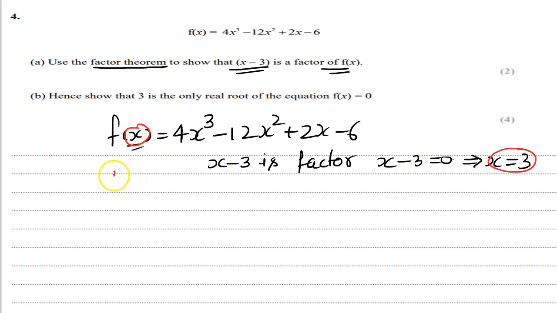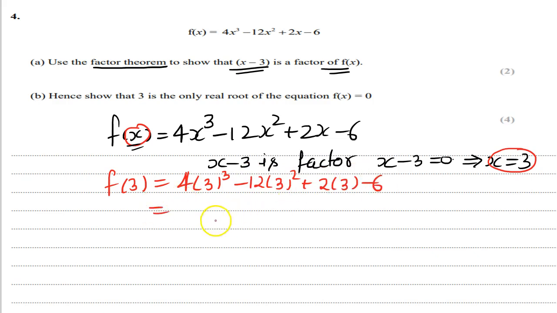So let's write down f(3) is 4 times 3 to the power 3 minus 12 times 3 to the power 2 plus 2 times 3 minus 6. Let's put this value in a calculator. So 4 times 3 cubed, that is 27 times 4, and 12 times 3 squared, plus 2 times 3 minus 6. So 6 and 6 will cancel, and we get 0. So f(3) is equal to 0. Once you get f(3) equal to 0, this shows that x minus 3 is a factor of f(x).